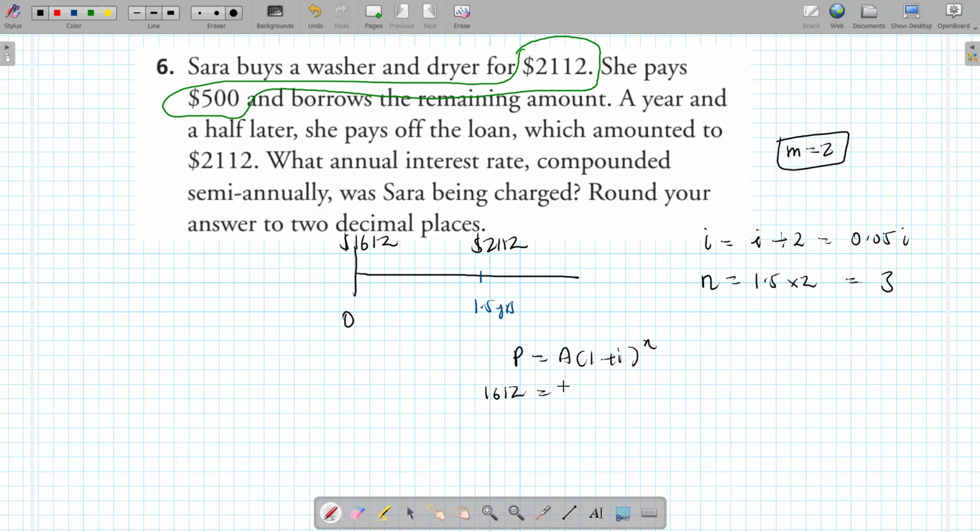After 1.5 years, it was 2112. We don't know what I is, but we know it's 0.5 I. I made a mistake here. It's not 0.05 I, it's 0.5 I. You're simply dividing it by 2. You're halving it. So it'll be 1 plus 0.5 I to the power of 3, like that.